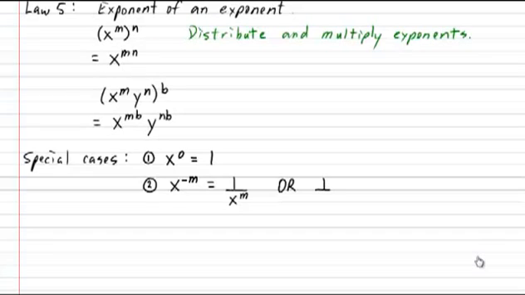Or, if your exponent already started in the denominator position, so let's say we have 1 over x to the negative m, then we have to switch it to the numerator position. So this goes into the top here, and the negative m becomes a positive m.